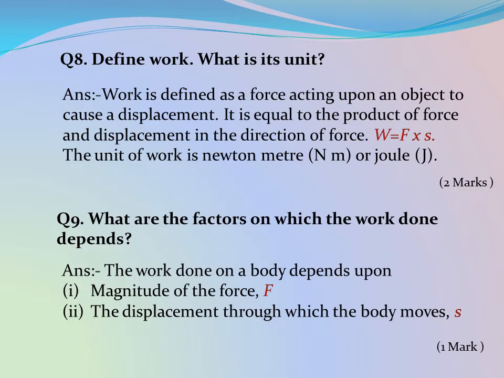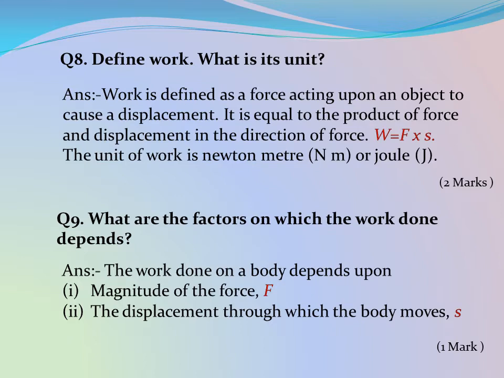Question number 8. Define work. What is its unit? Answer. Work is defined as a force acting upon an object to cause a displacement. It is equal to the product of force and displacement in the direction of force. W equals F into S. The unit of work is Newton meter, Nm, or Joule, J.